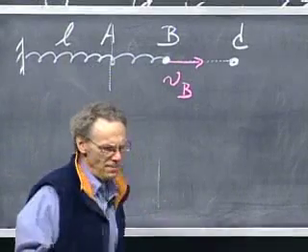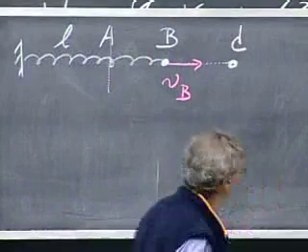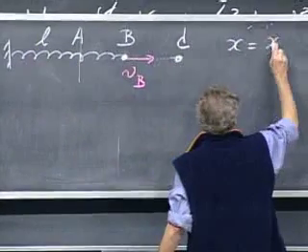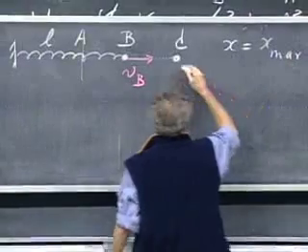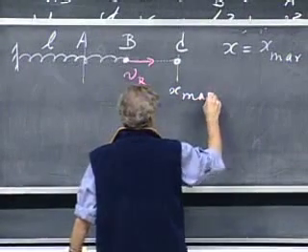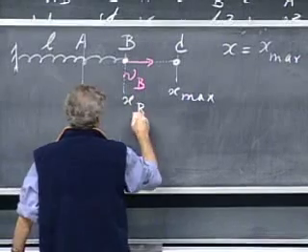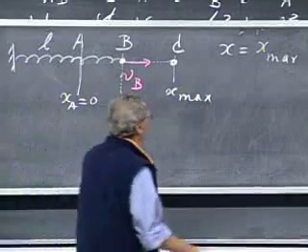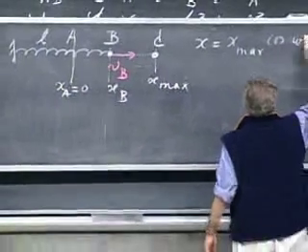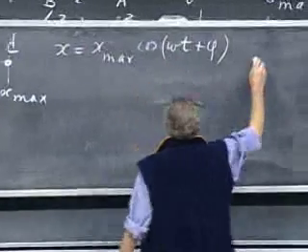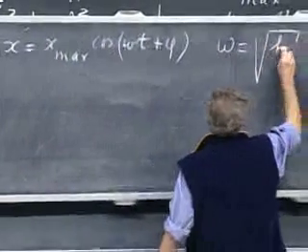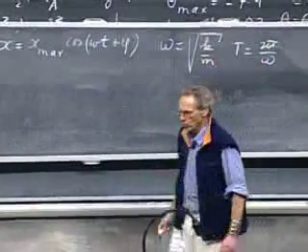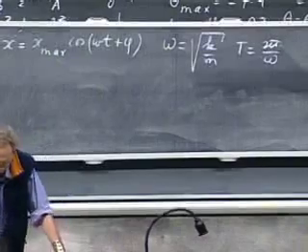Let the spring constant be K, and we know we're going to get a simple harmonic oscillation. At t equals 0, this is going to be x max, this is going to be xb, and this is x of A, which is 0. So we're going to get x equals x max times the cosine of omega t plus phi. The same old story. It's getting pretty boring. Omega equals the square root of k over m, and T equals 2 pi divided by omega. These equations you will not see on your exam.